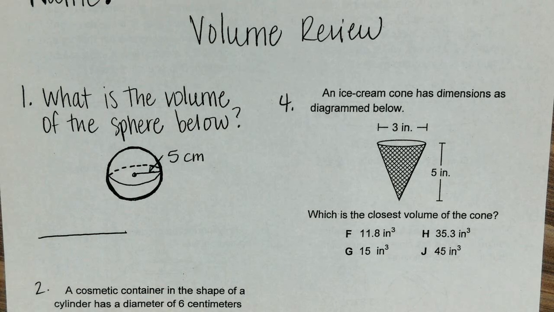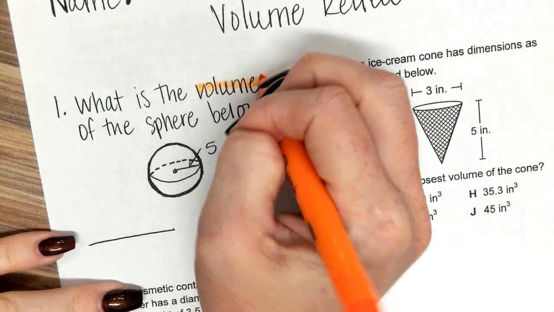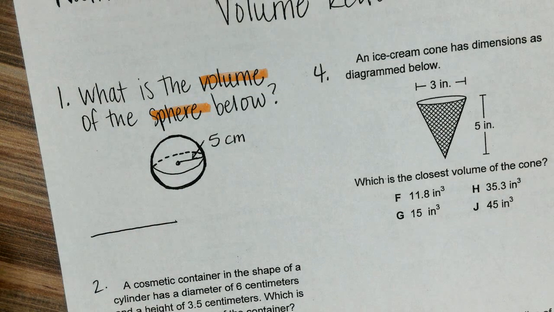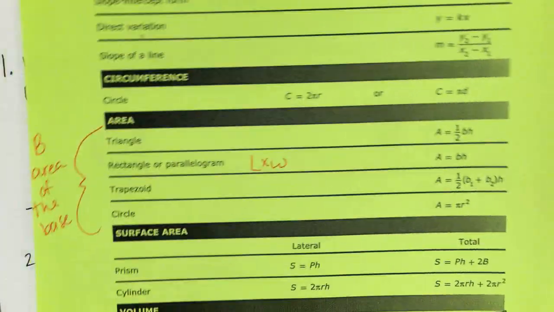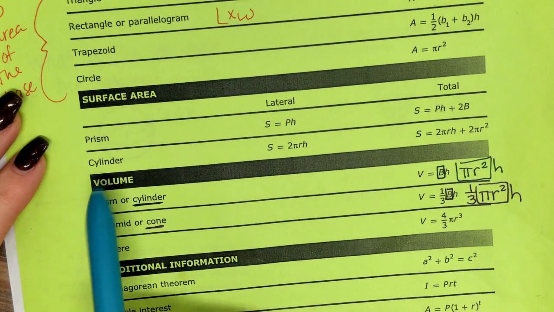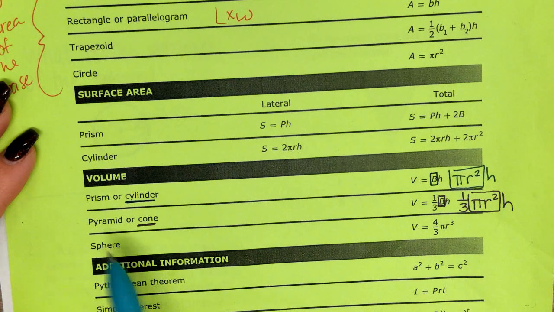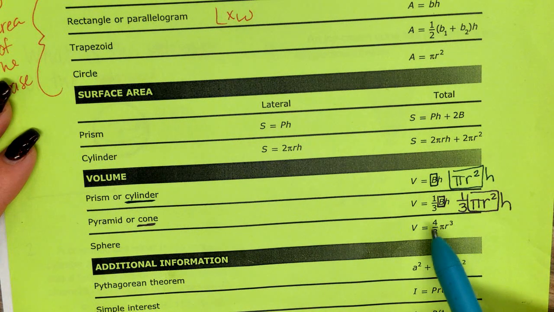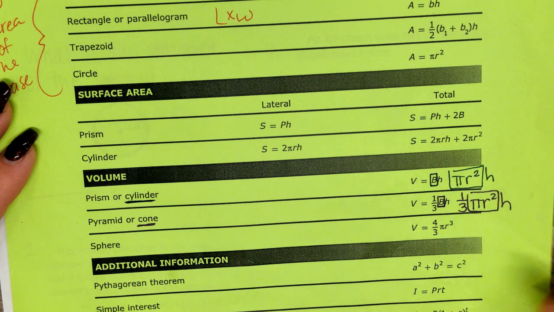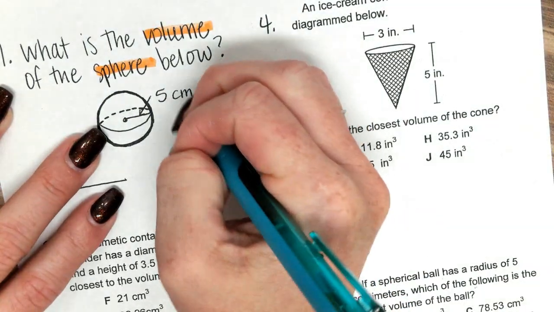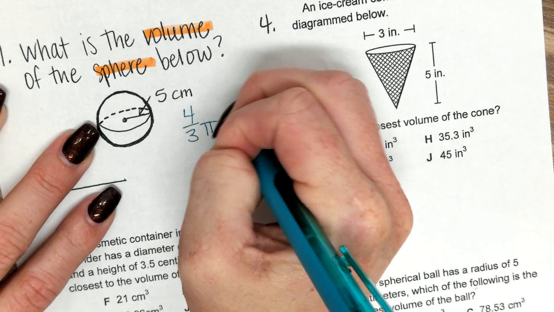Okay, the first one asks for the volume of a sphere. So you're just going to follow the formula. You should have gone to your star chart to volume, right here, of a sphere. Make sure that you write this formula down exactly how you see it. So 4/3 pi r cubed, to the third power. 4/3 pi r cubed.